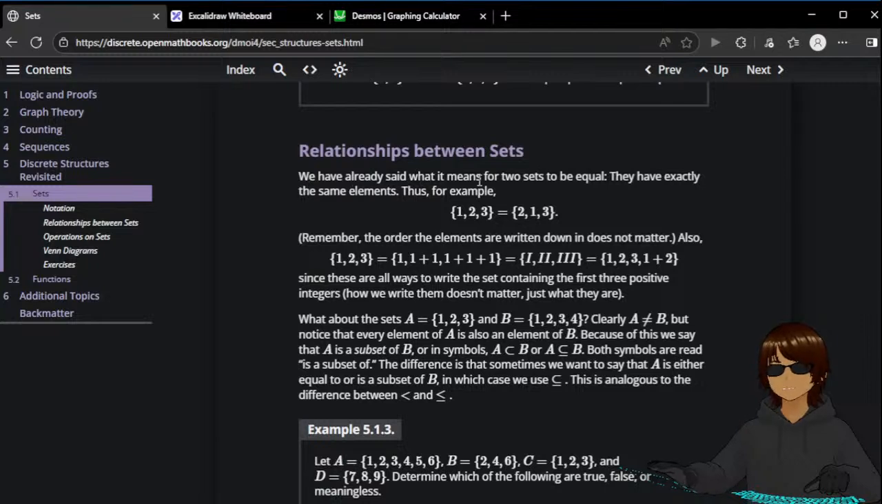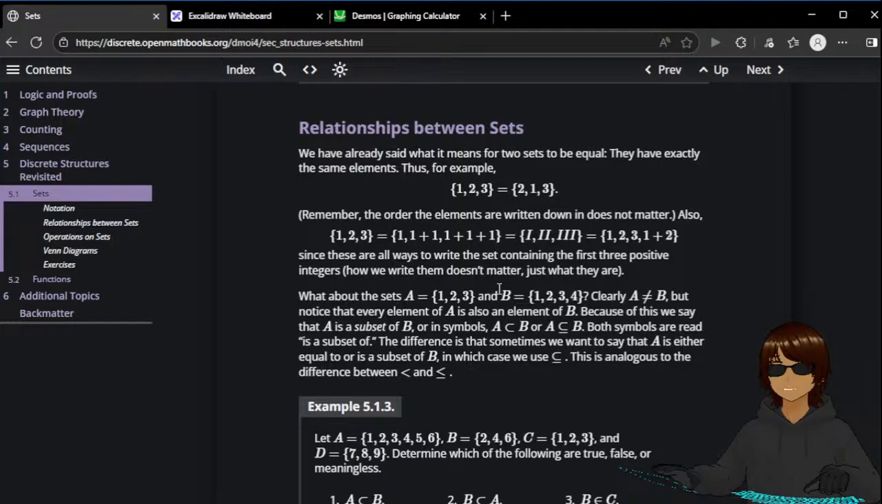We have already said what it means for two sets to be equal. They have exactly the same elements. So {1, 2, 3} is {2, 3, 1}. The order doesn't matter. Also {1, 2, 3, 1}: 1 plus 1. Okay. {1, 2, 3}, 3 is repeated twice.